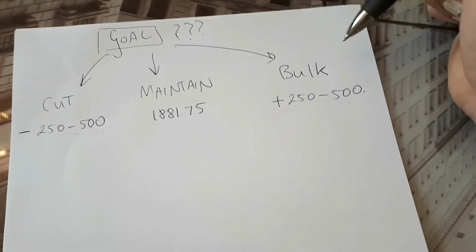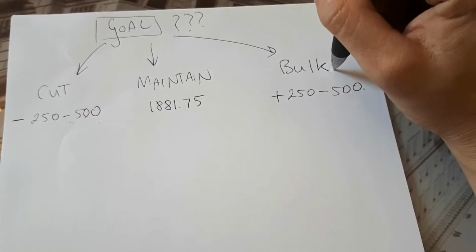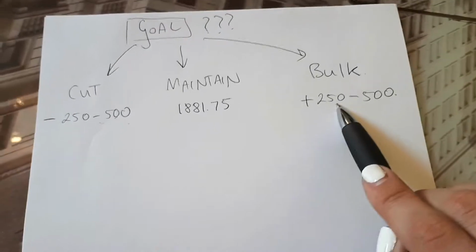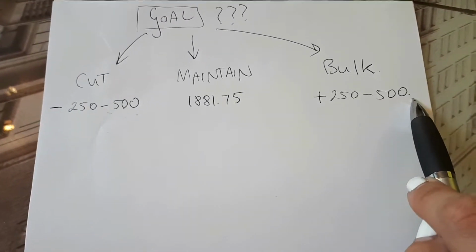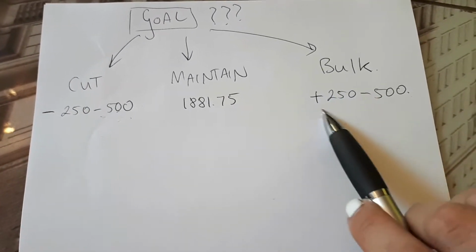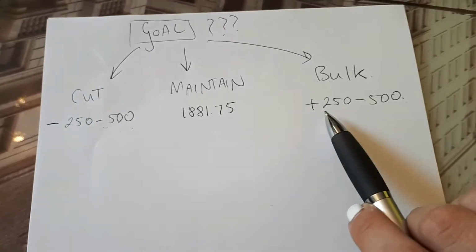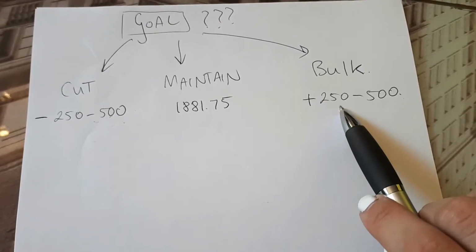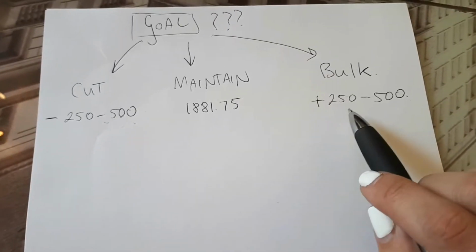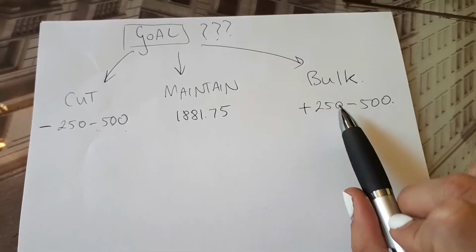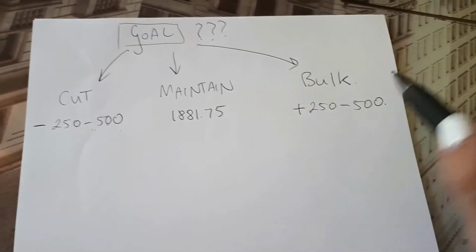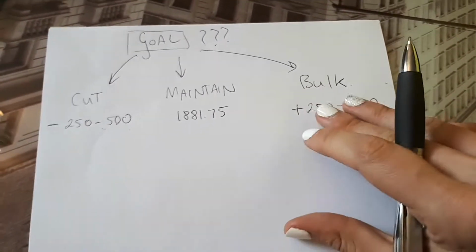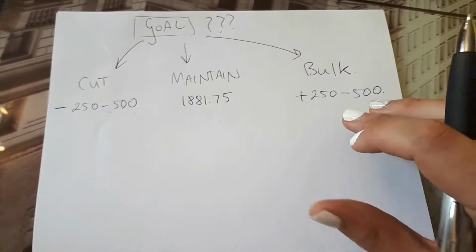But if you want to build and you want to bulk, okay, then it's the opposite of cutting. You're going to add 250 to 500 calories. Again, I would start slowly. I would add 250, weigh yourself and see if you're increasing at a decent rate, maybe 500 grams a week or 250 grams a week, and then slowly increase depending on how quickly you want to bulk, etc.